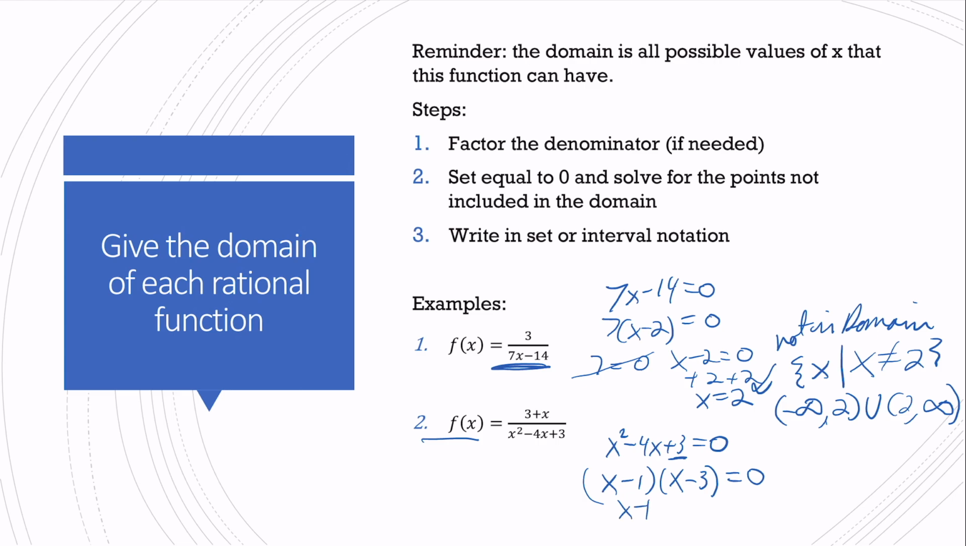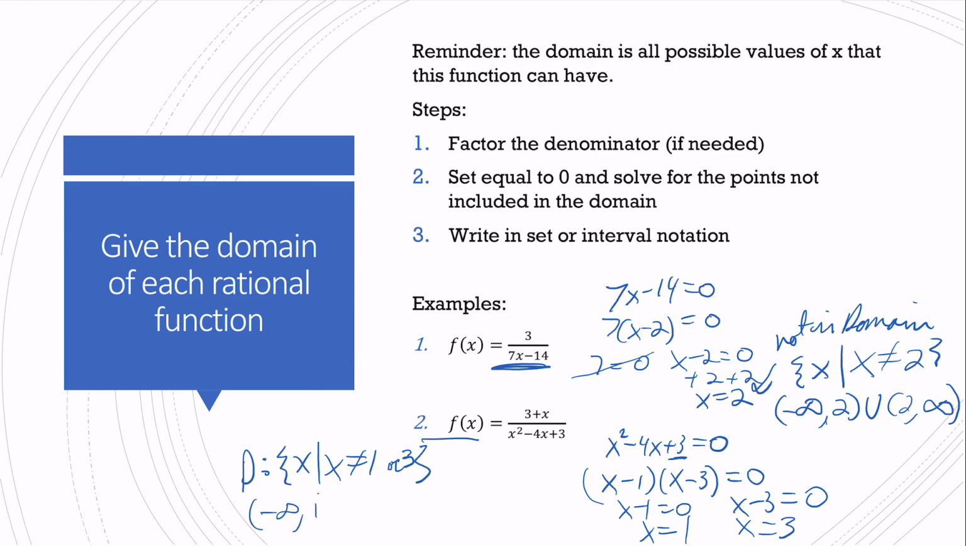I set each of my factors equal to 0 using the zero factor property. This is the last thing we learned in Module 5. I get x is 1 and x is 3. So now I have two values excluded from my domain. So my domain is all values of x as long as x doesn't equal 1 or 3. And I would have from negative infinity to 1, together with 1 to 3, together with 3 to infinity. I feel like set notation is the easier way to write these, but you do get to pick your favorite.